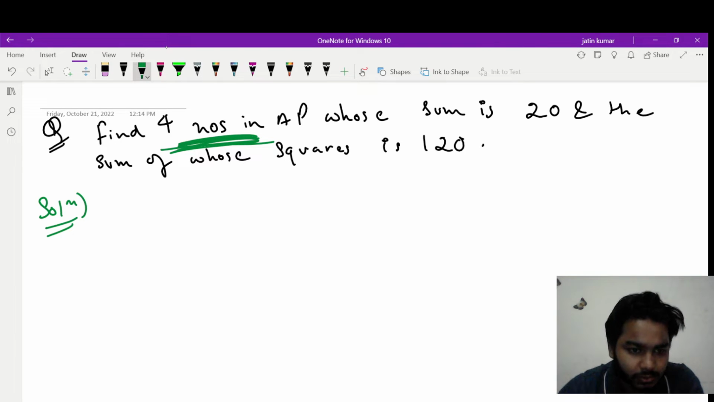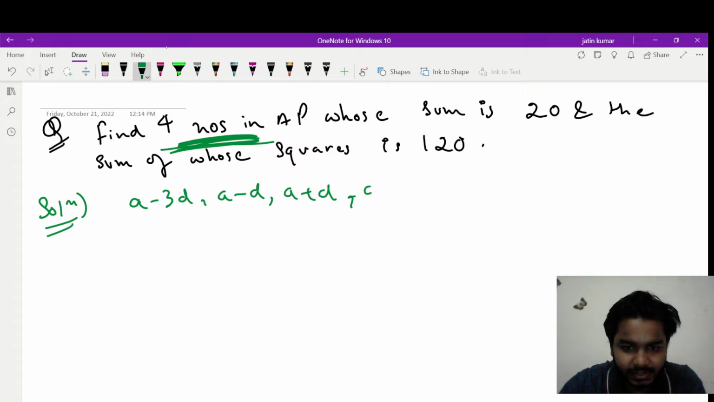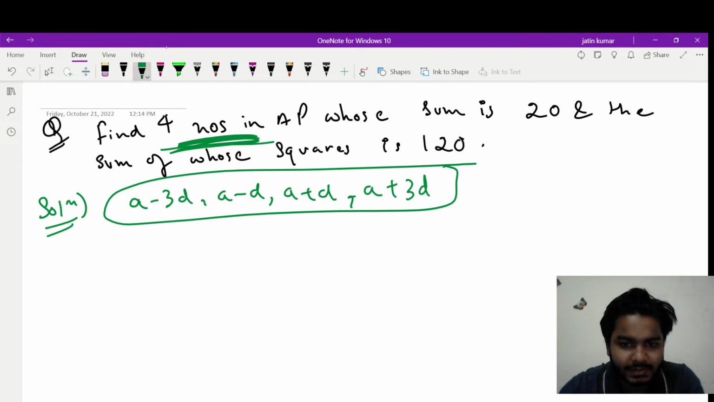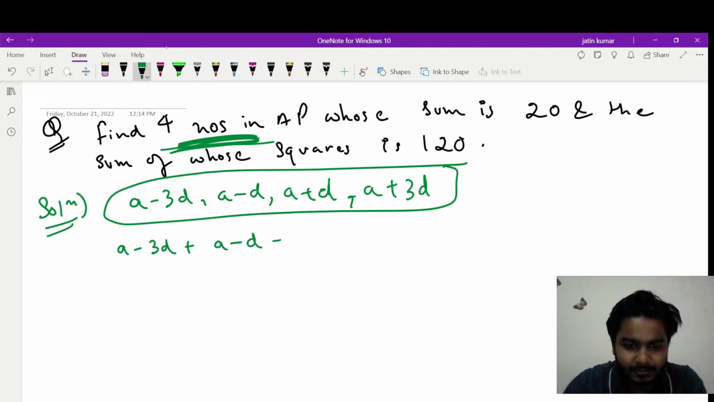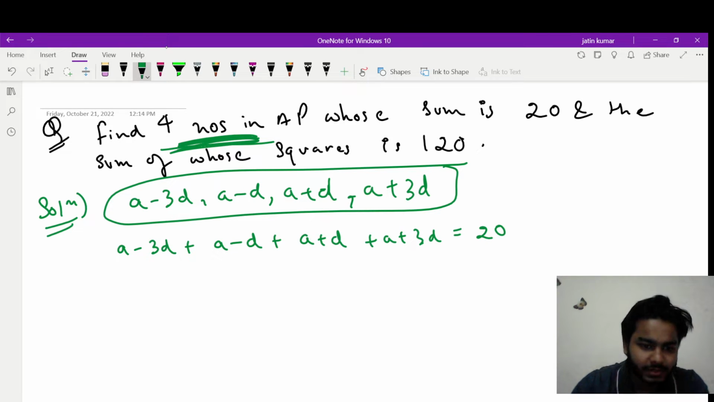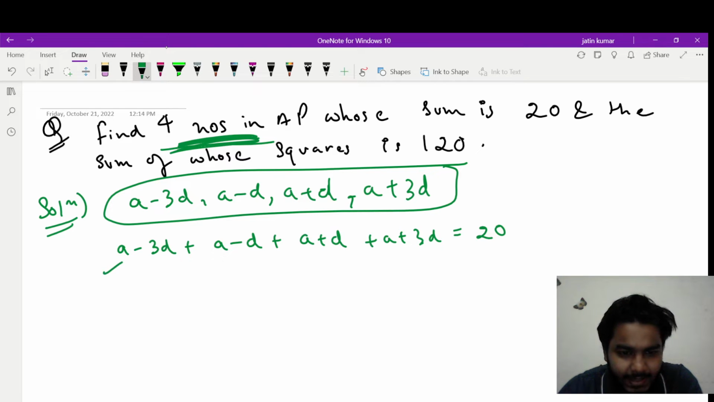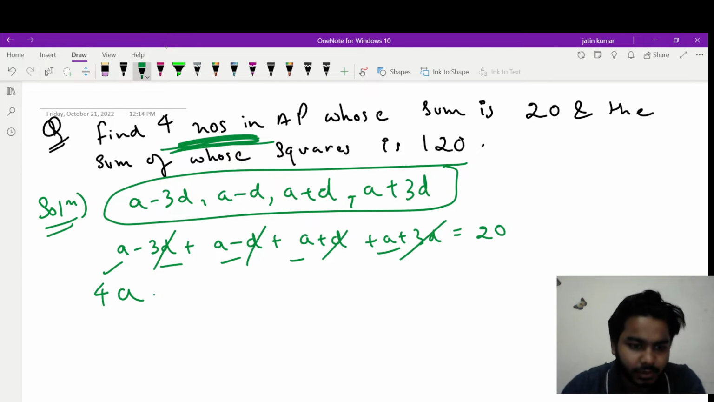Now I have already told you, in case of four terms we will assume a minus 3d, a minus d, a plus d, a plus 3d as our first four terms. Okay, so these will be the first four terms of an AP. We are given the sum is 20. So a minus 3d plus a minus d plus a plus d plus a plus 3d is 20. That is what is given to us. Minus 3d and plus 3d get cancelled, minus d and plus d will also get cancelled. So 4a will be 20 and a will be 5. So we have got the value of a as 5.